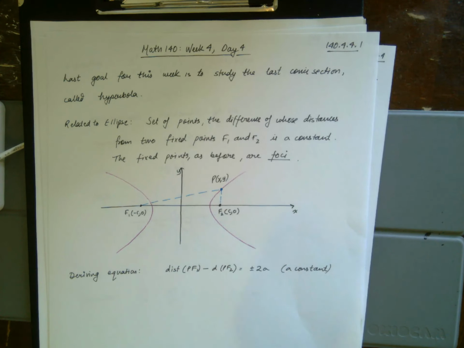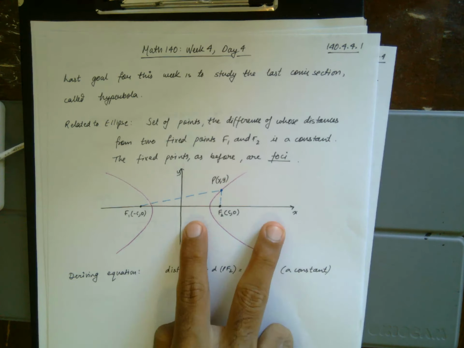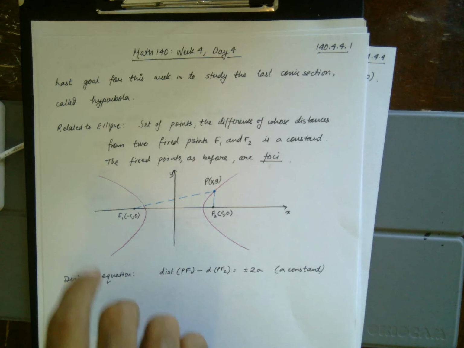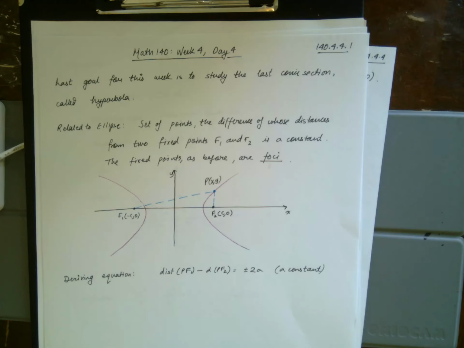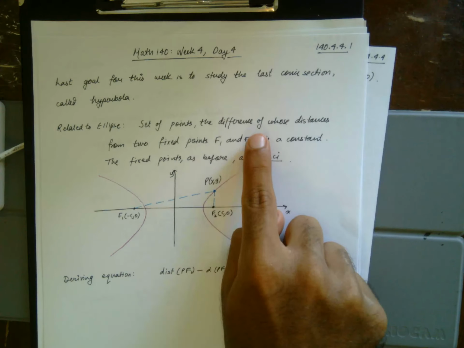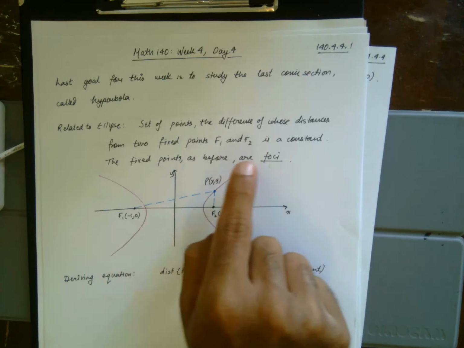So what have we seen so far? A set of points at a fixed distance from one point, that's a circle. A set of points at a fixed distance from a point and a line, that's a parabola. Then we get two points and we say the sum is constant, that's an ellipse. And the last one is kind of like an ellipse, except we say that it's the set of points, the difference of whose distances from two fixed points is constant.